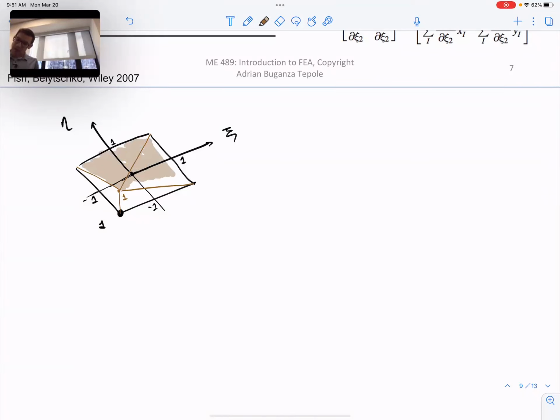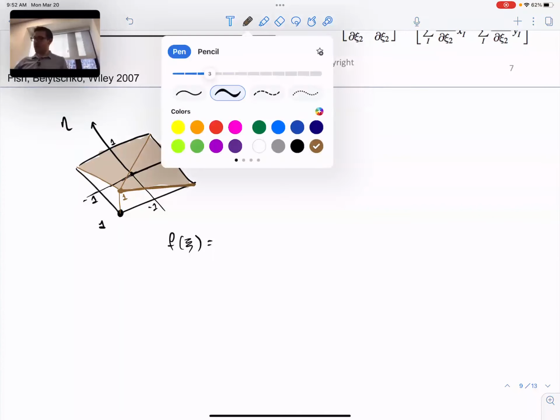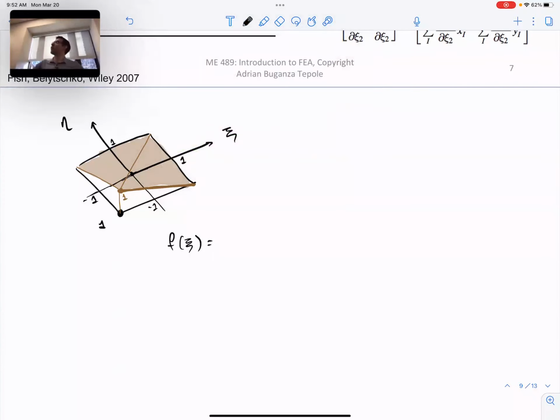So for that, let me ask you, what is a function of psi, it's kind of like a plane, it's not exactly a plane. So what is a function of psi such that if you just ignore the eta part, you can see that this function has to go, when psi goes from -1 to 1, it has to go from 1 to 0. What is a function of psi, only psi, that goes from 1 to 0 as you go from -1 to 1?